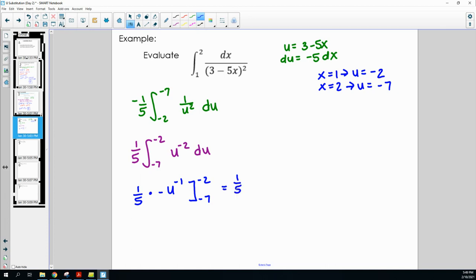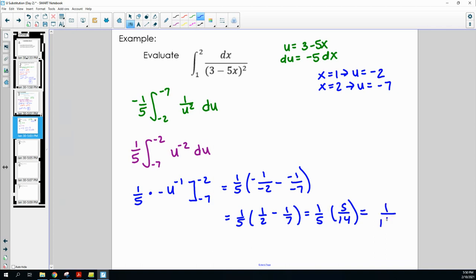So I get 1/5 times, if I plug in negative 2 first, this is going to give me negative 1 over negative 2, which is just 1/2. And then I'm going to subtract, plugging in the negative 7. So that's going to give me negative 1 over negative 7. So let me just clean this up a little bit. So 1/5, we get 1/2 minus 1/7, which gives us, common denominator here of 14, 5 over 14. So we end up simplifying this to be 1 over 14.